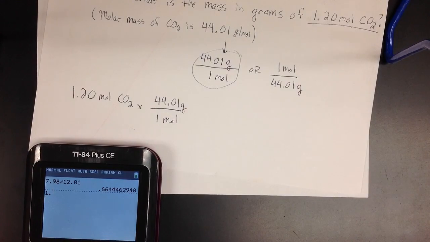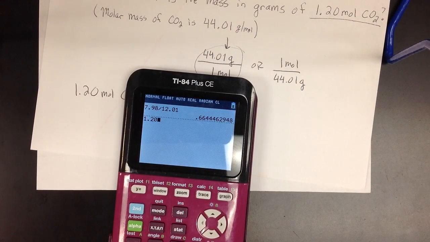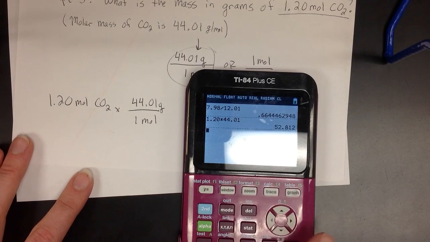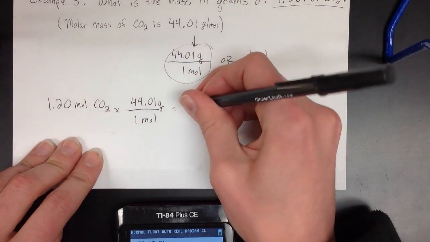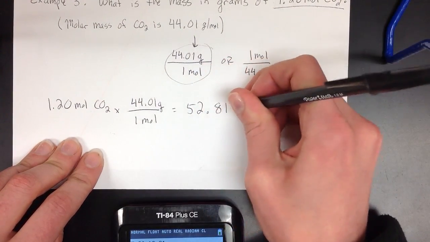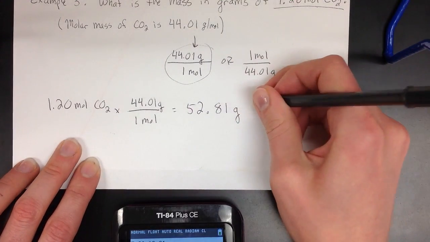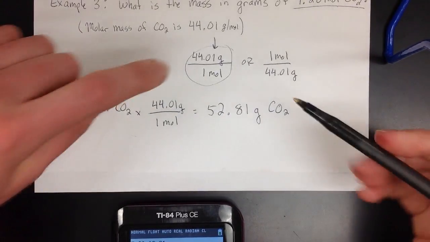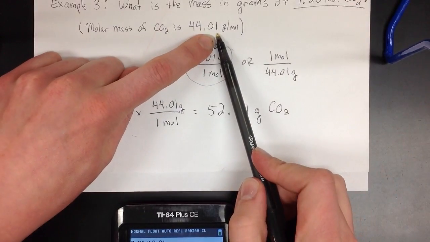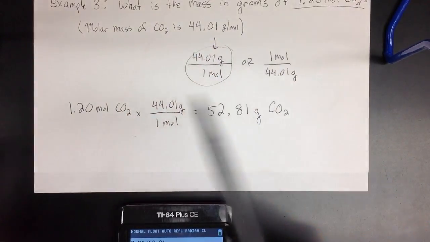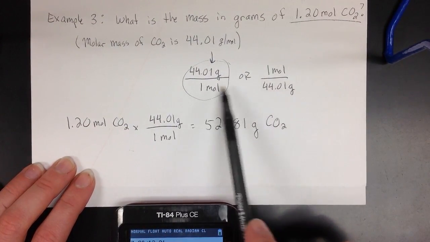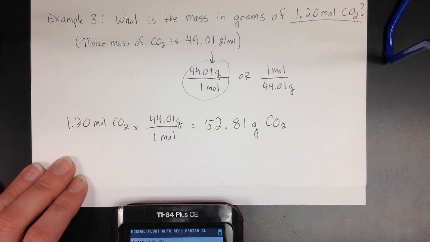So, 1.20 times 44.01 equals 52.81. And then I'm going to include that this is referring to CO2, carbon dioxide. Similar steps that we follow, I'm writing our molar mass out as 2 different fractions. I'm identifying what my fact is, and then I'm picking which of these fractions I would use in order to cancel the units of my fact to end up with what it's asking for.